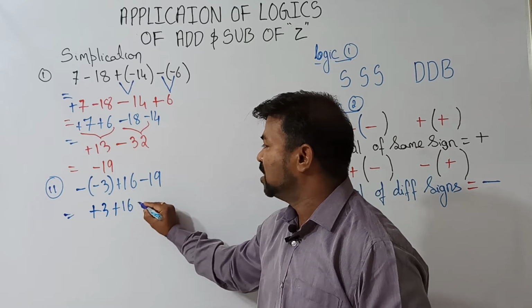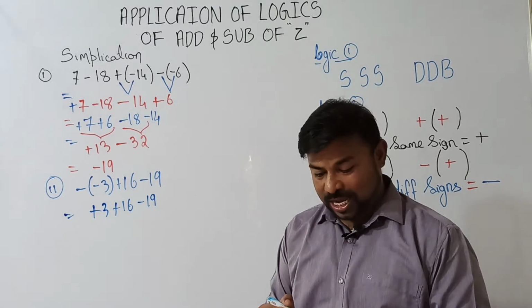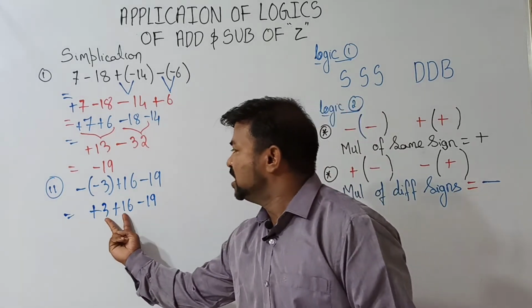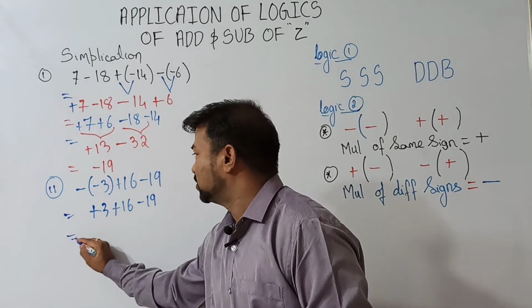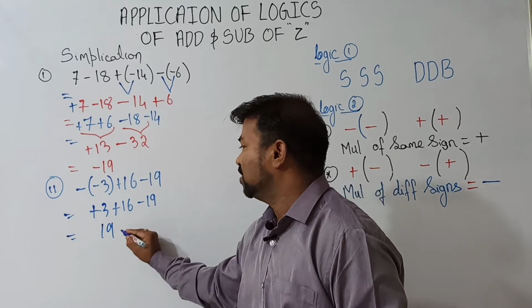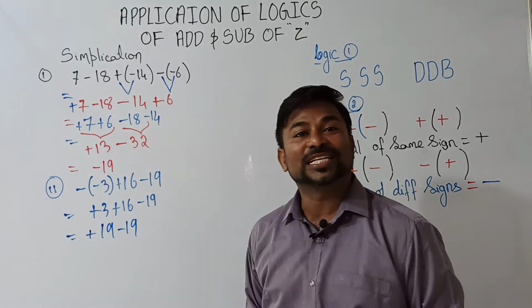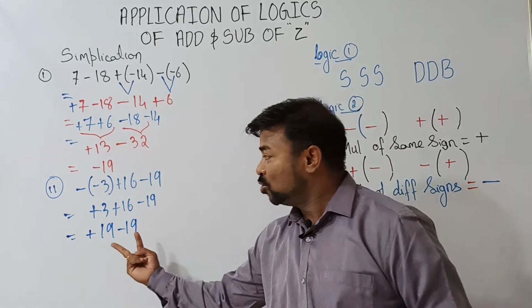Plus 16 minus 19. Okay, now out of this one, which are the plus signs? Right, these two are our plus signs, which is nothing but 19, and here we are having 19. If there is no sign in front, we take it as plus. Okay, now two different signs.